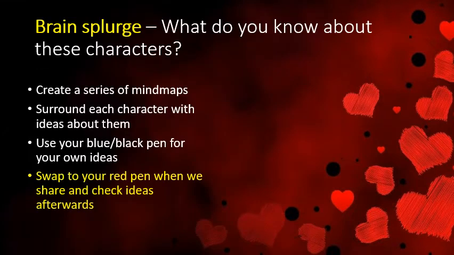So what I want us to do now is to do a bit of a brain splurge. Remember, a brain splurge is a really good way of seeing what you know and what you remember, and then updating that with any additional ideas. So you can do that with a series of mind maps. For each character on the following slide, it's surrounded with ideas about them. You can use your blue or your black pen for your own ideas.